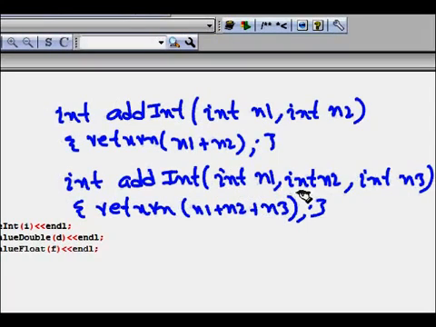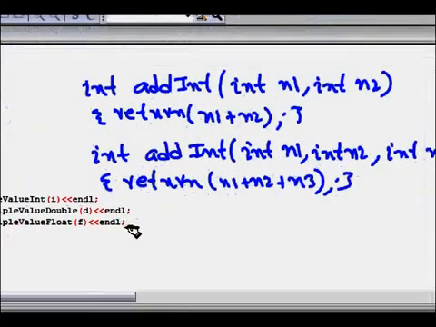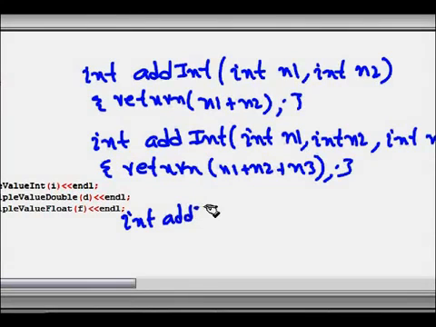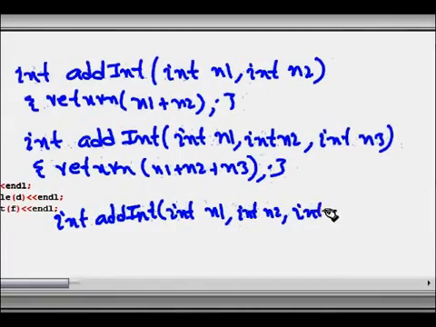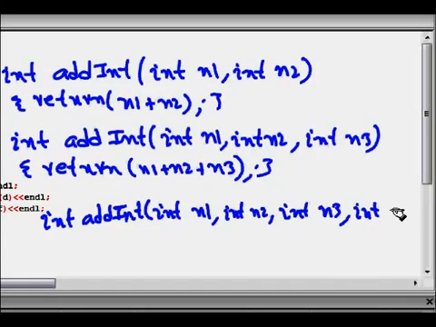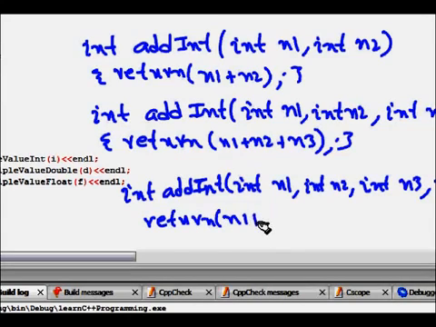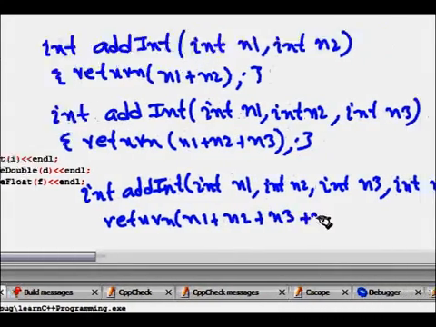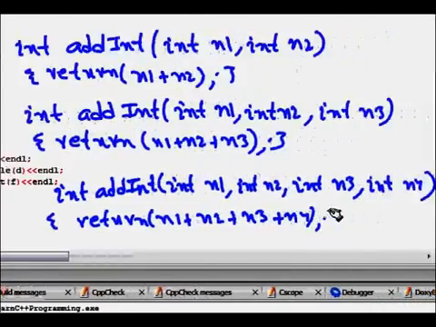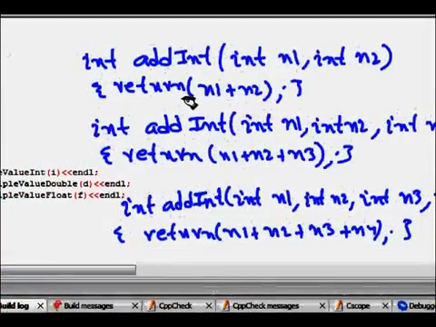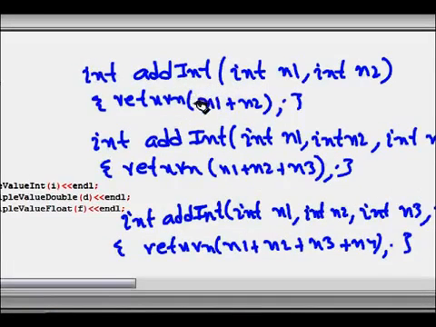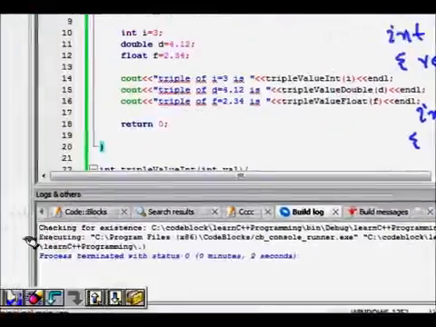Okay, add int with 3 arguments of type int, and in fact now you can also have add int where I can give 4 arguments: int n1, int n2, int n3 and int n4. Okay, so 4 arguments are there. You can type return n1 plus n2 plus n3 plus n4. Okay, so this would be fine. So all these are now overloaded functions. Add int is an overloaded function which takes different numbers of arguments. Okay, so this is one example.